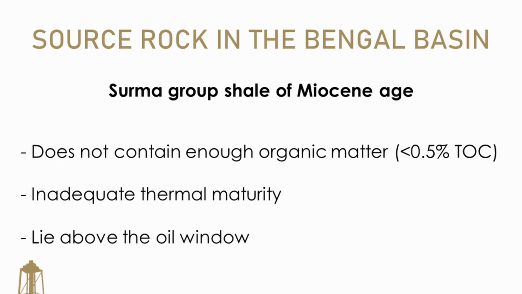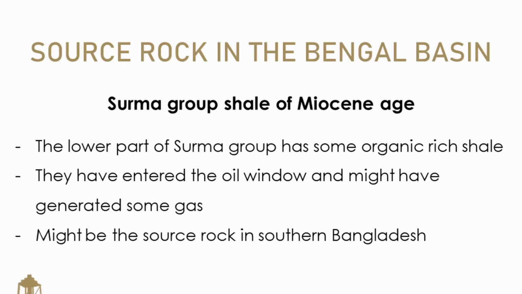Surma Group shale of Miocene age does not contain enough organic matter, which is less than 0.5% TOC, total organic content. Its thermal maturity is inadequate and it lies above the oil window. Moreover, the lower part of the Surma Group has some organic rich shale. They have entered the oil window and might have generated some gas. It might be the source rock in southern Bangladesh.